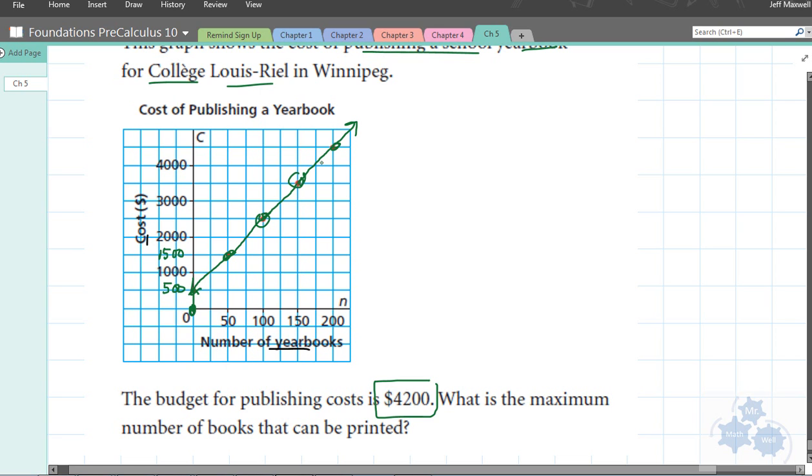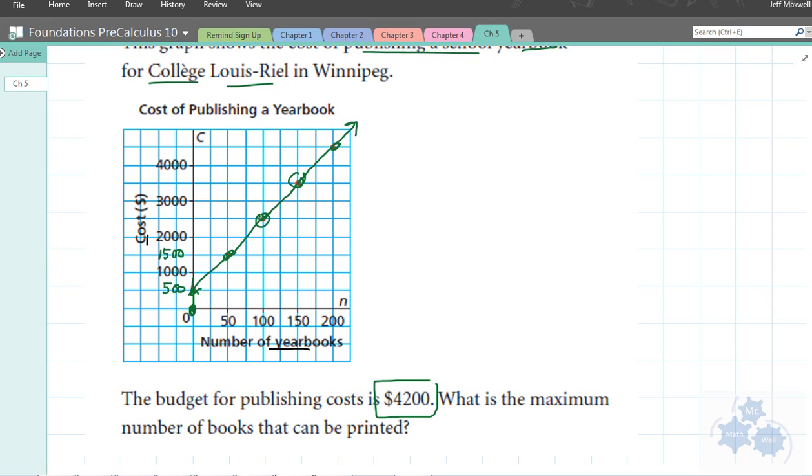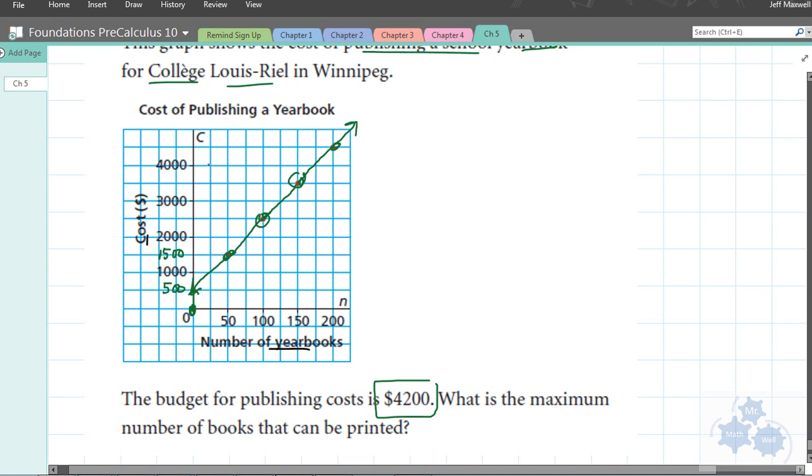But the point is that if they have $4,200 to spend, this is where graphs can be used to determine a whole bunch of information. Where would $4,200 be on this axis? Well, this is 4,500 right here, so 4,200 would be approximately right about here, just under halfway. So if we follow this over, we can determine a pretty close estimate of what this would be. And so we drop that down.